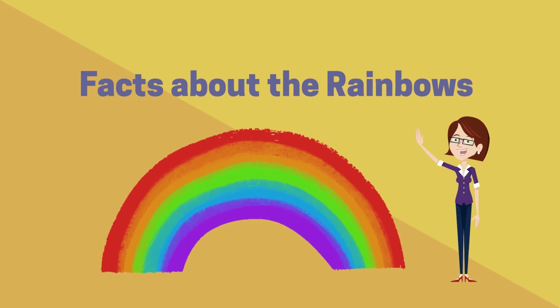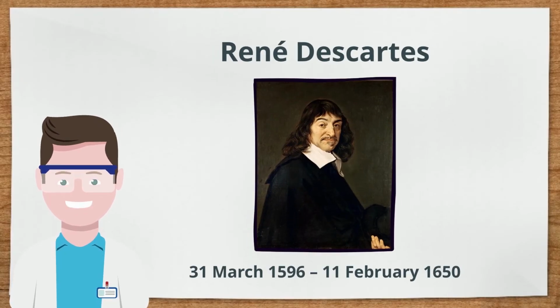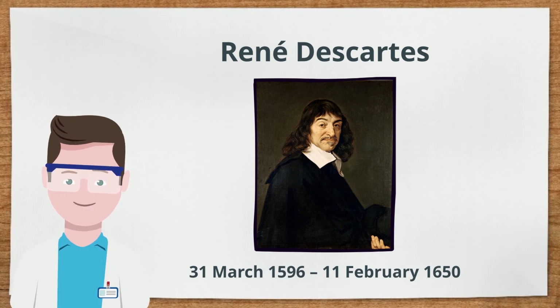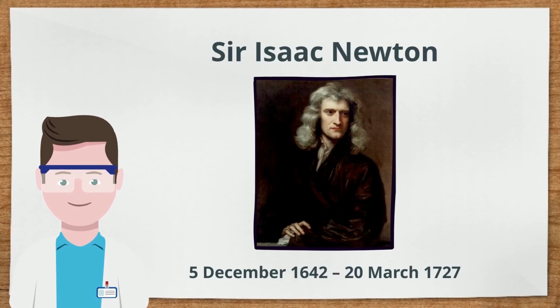Facts about rainbows. René Descartes was the first to realize, in 1637, that rainbows were caused by light from the sun being split into different colors by rain. Sir Isaac Newton explained how a rainbow occurs.